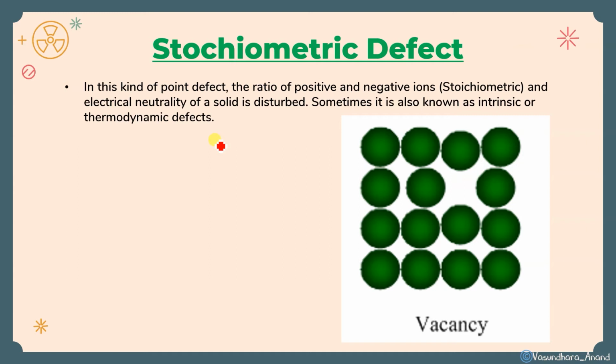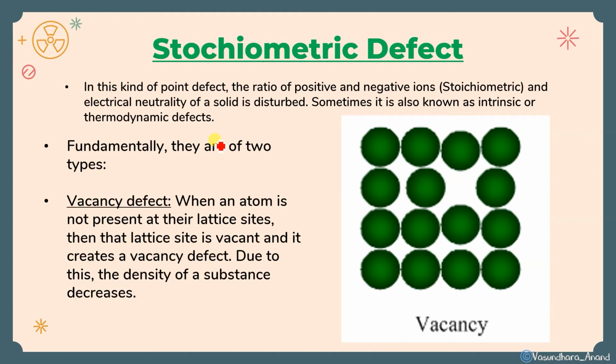The one unit cell, that one lattice point gets disturbed. It creates the vacancy over here. So that's why it is also called a thermodynamic defect. Fundamentally, they are of two types. First is the vacancy defect, which I have explained, where an atom is not present at its lattice site, and the site is vacant, due to which it is creating a vacancy over here. And that's why electrical neutrality is also disturbed.